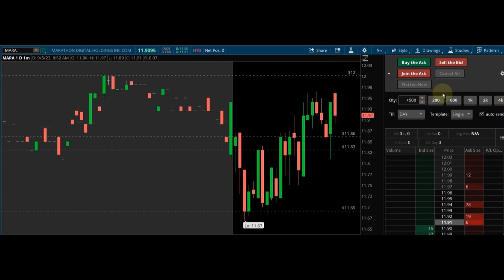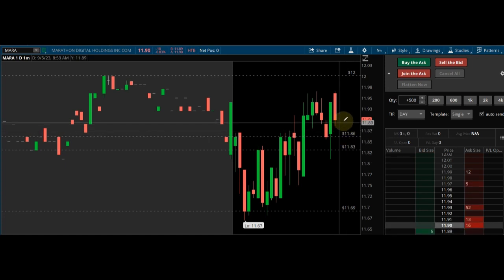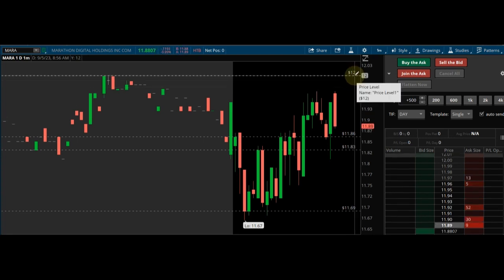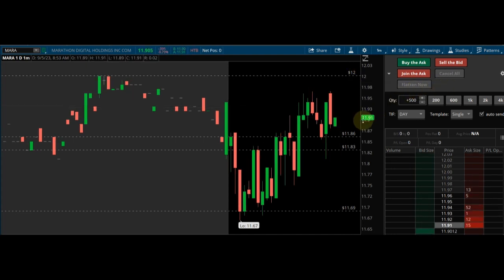So now we're pulling back down. We could come back down. If it bounces off the top of this line, that means it found support. And once again, it could just turn around here and run back up here to see if it could break through this level. It all depends on the buyers and the sellers, who's stronger, and the algorithms.